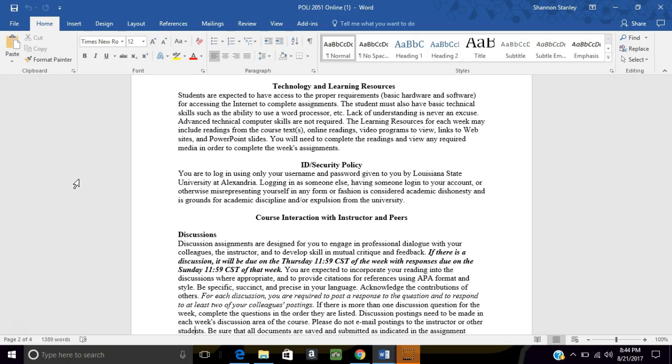If you log in with someone else's username and password, that's a big no-no. That's considered to be basically grounds for dismissal or discipline from the university. It's basically cheating is what it is.